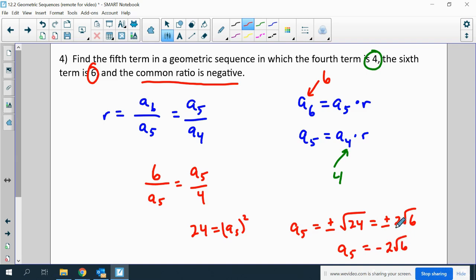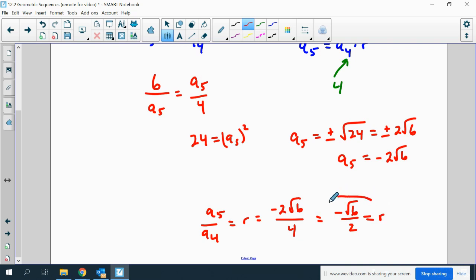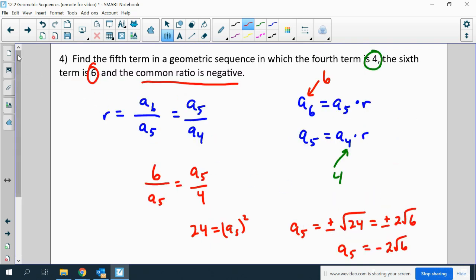And if you wanted to find r, you could. It doesn't ask for r in this problem, but we could find r. So I know that a sub 5 divided by a sub 4 is r, or a sub 6 over a sub 5, but I'll do it this way. So negative 2 root 6 divided by 4 is negative root 6 over 2. That would end up being my r in this problem. And if I double checked it, if I take negative 2 root 6 and I multiply it by negative root 6 over 2, I end up with negative root 6 times root 6, which would be 6.